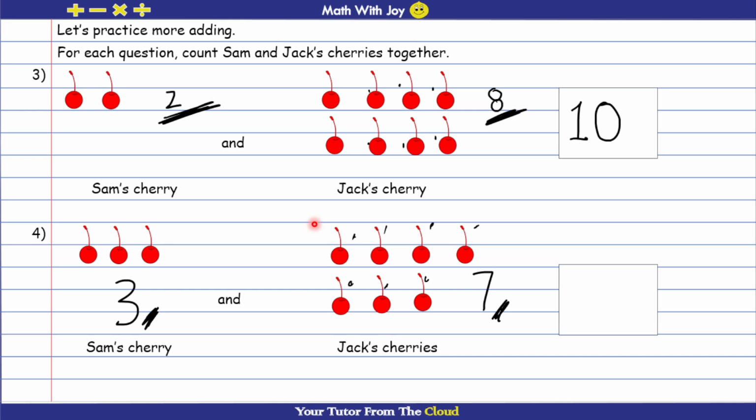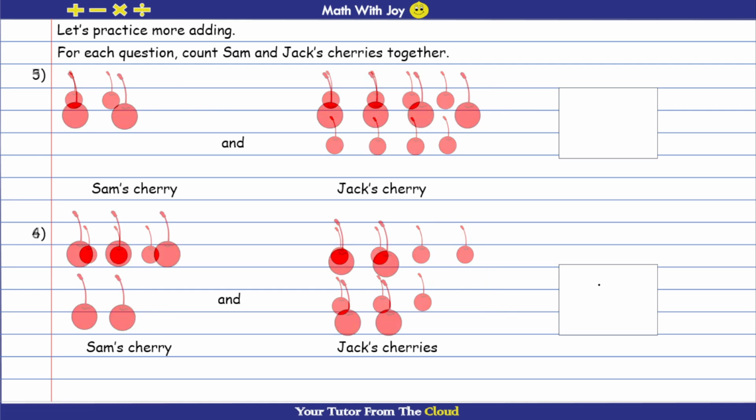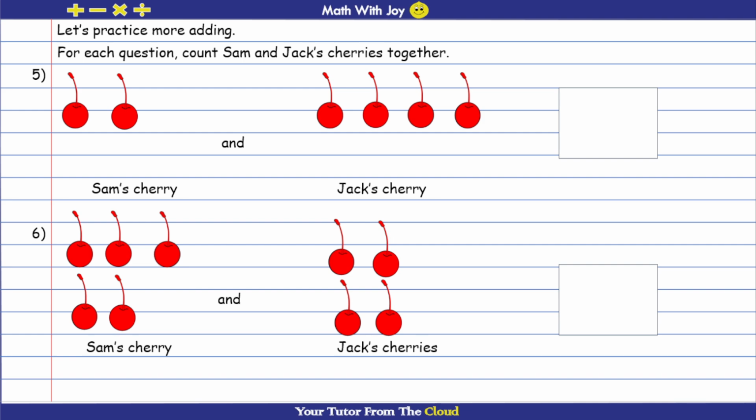So we count 1, 2, 3, 4, 5, 6, 7, 8, 9, 10. So we get the number 10 again. There's a lot of numbers that I can add to give us 10. Right, let's practice more questions here.